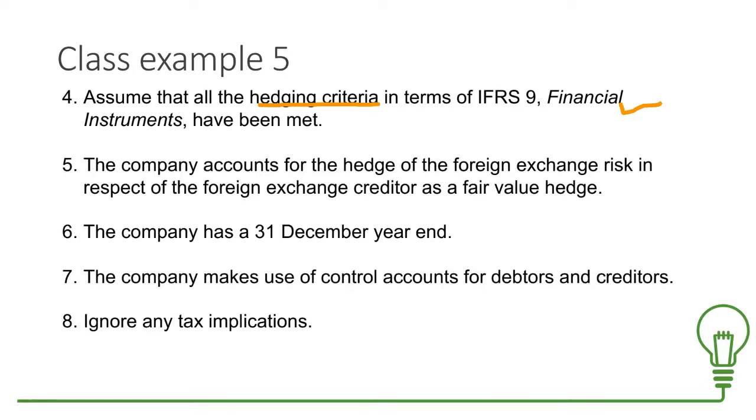It also says that they apply fair value hedging only, right? So that's something also that we see. Then it tells us that the year end is 31 December, and the company use control accounts, and we must ignore tax. So these sorts of statements that we see here about hedge accounting, and that the thing is designated as a hedging item, and that they're using fair value hedging.